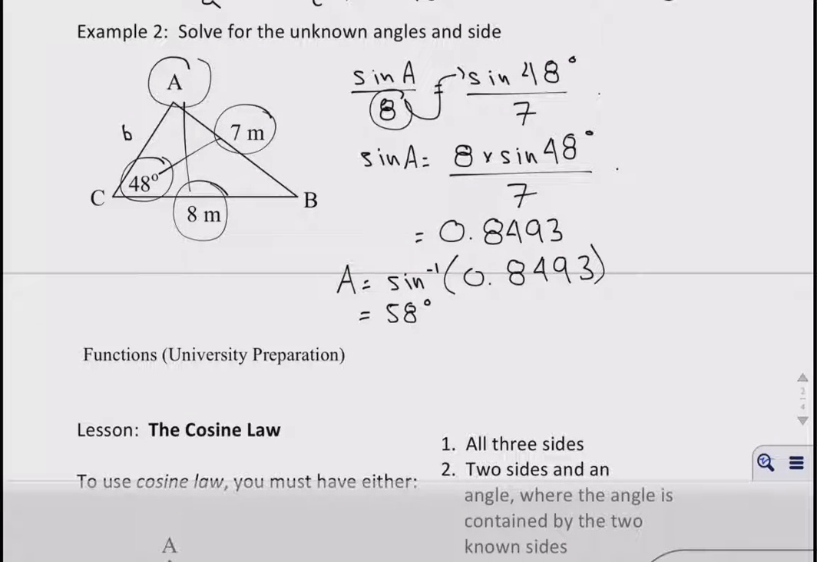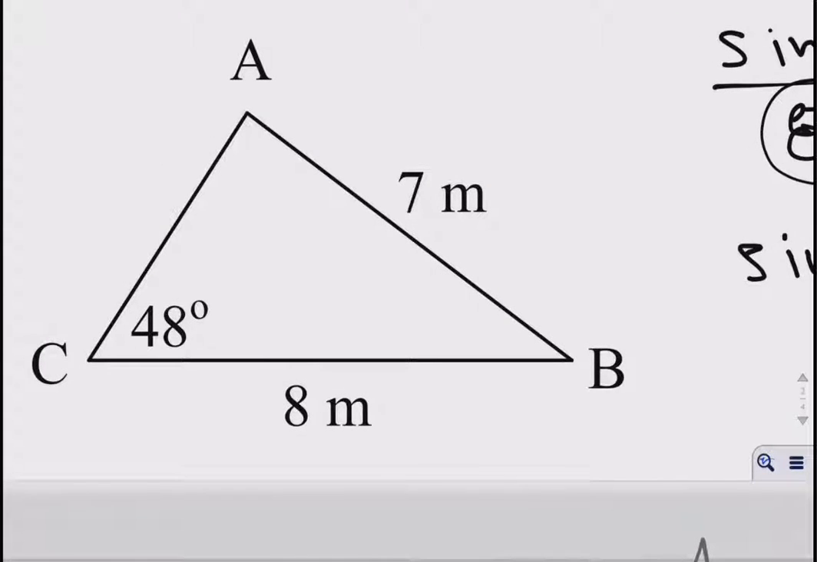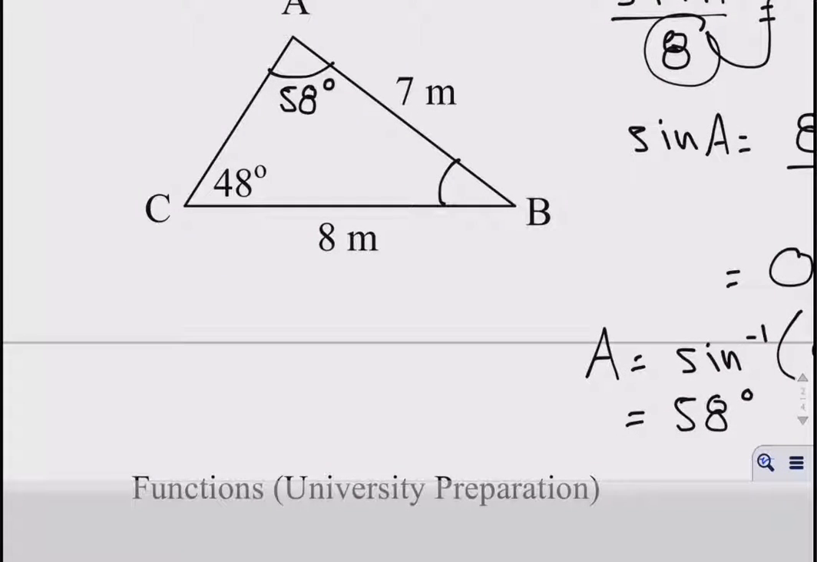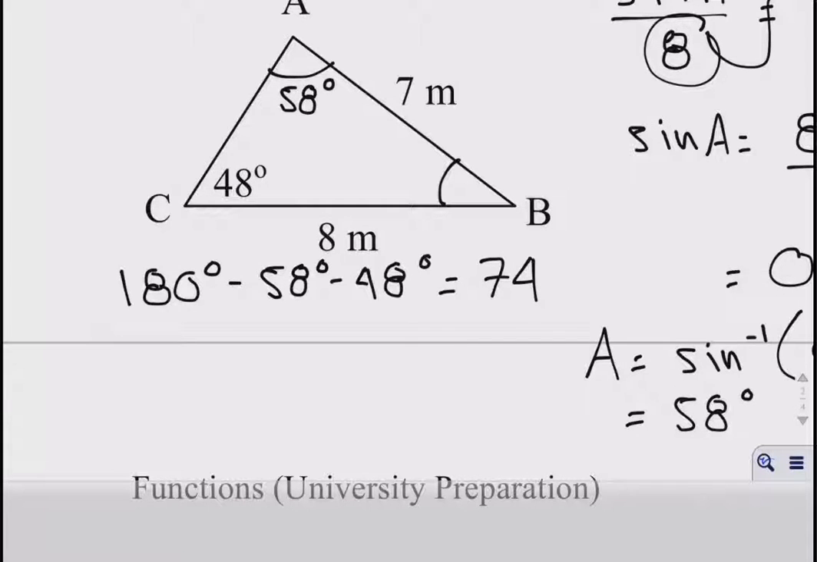So that looks very promising. 58 degrees, although angle A doesn't look like it's 58. It is indeed. And angle B can be arrived at not using any sine or cosine law, but just subtracting from 180. So from 180, we subtract 58, and we subtract 48. What does that yield in this case? 106, which will give us 74 degrees.